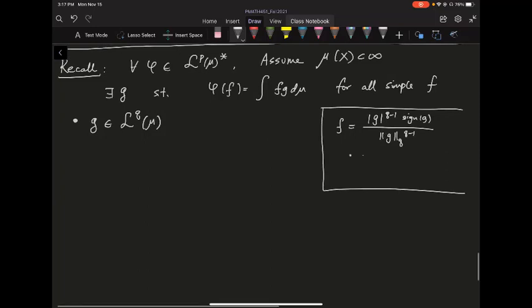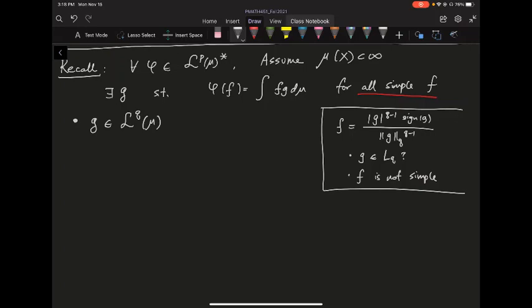First of all, here we don't know g is inside LQ, so we don't know that. And second, this f is not simple. Right now we only know how to evaluate phi of a simple function. So here really the simple function is the key. We can't do the same trick, but we can use something similar. Here is what we're going to prove.